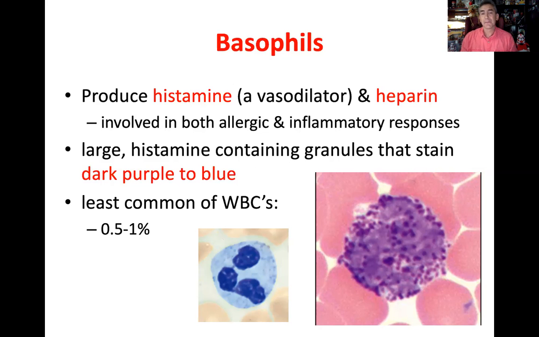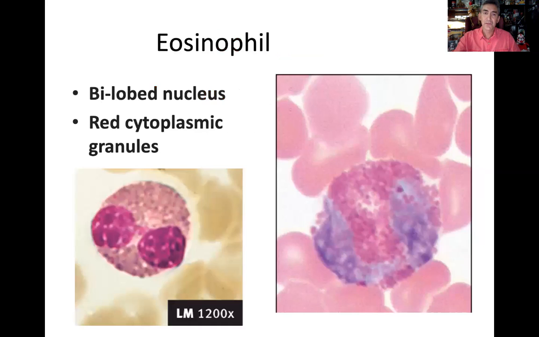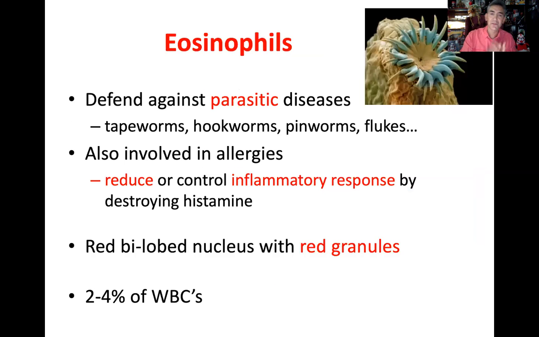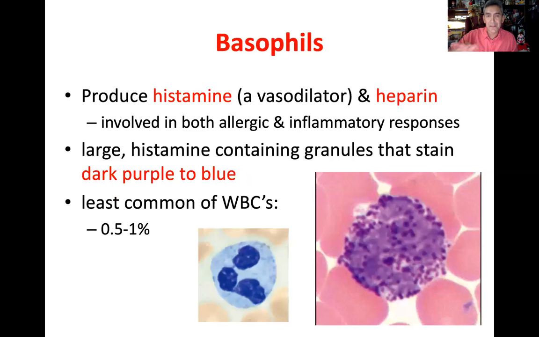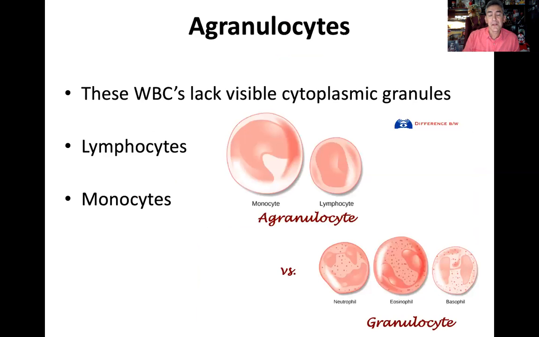So these basophils are counter to the eosinophils. Eosinophils kind of keep the basophils in check, and I should say the histamine in check. So those are our 3 granulocytes.